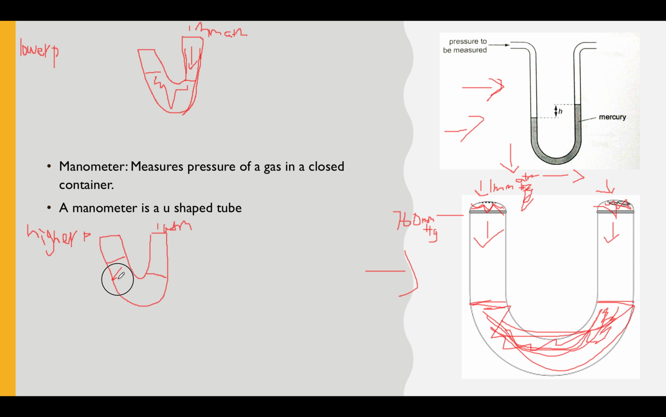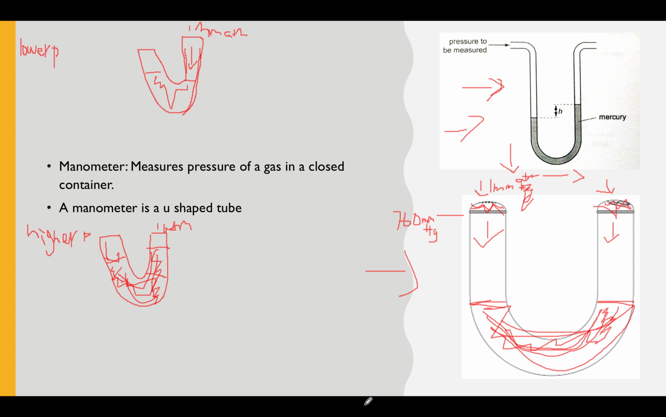As you can see, on this side it is pushing down. So the higher pressure side is going to be lower than the 1 atm side. The atmospheric pressure side is going to be higher because the higher pressure is pushing down, leading the mercury to go up higher on the 1 atm side. All right, so that's it for the low and the high.